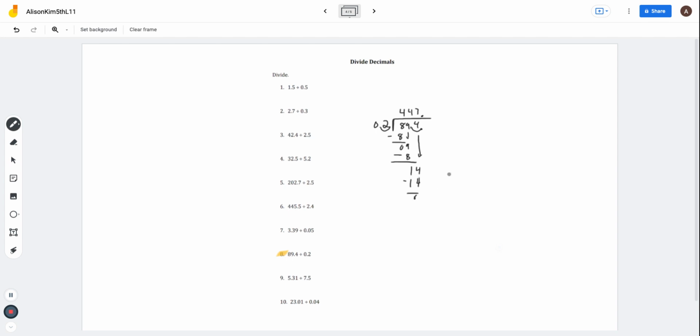So in this case, we did not need to use the decimal because we got an even remainder of 0. But it's always key to move back the decimal until it's at the very end and make sure that it's in the quotient if it needs to be. And if you want to make sure that your answer is correct, you do 447 times 0.2.